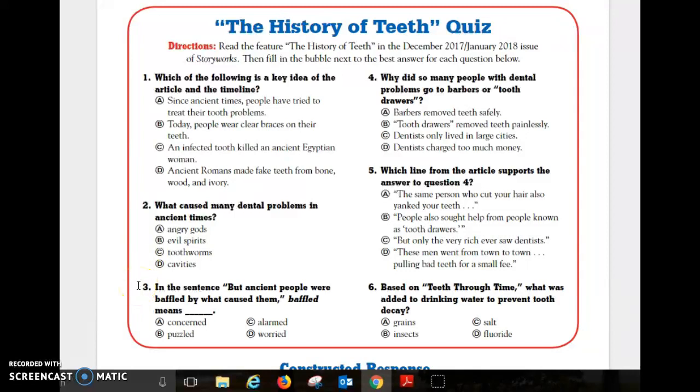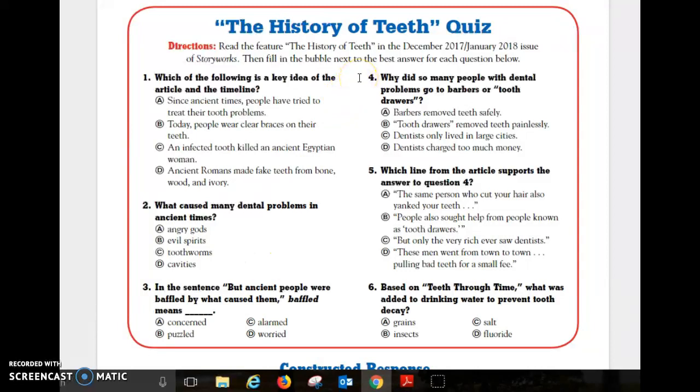Number 3. In the sentence, "But ancient people were baffled by what caused them." Baffled means A. Concerned, B. Puzzled, C. Alarmed, or D. Worried. But ancient people were baffled by what caused them. What does baffled mean?